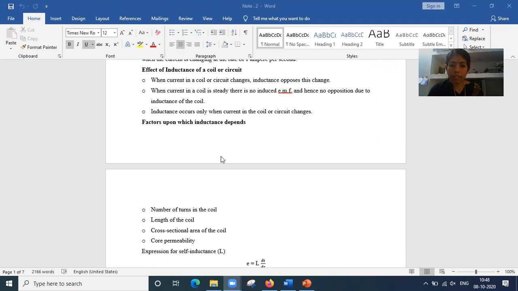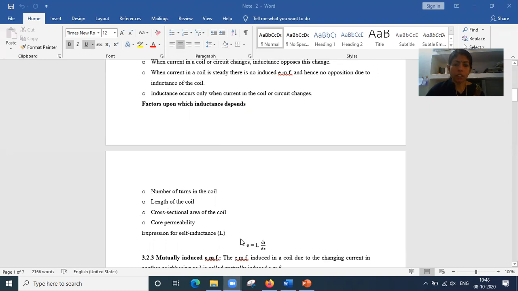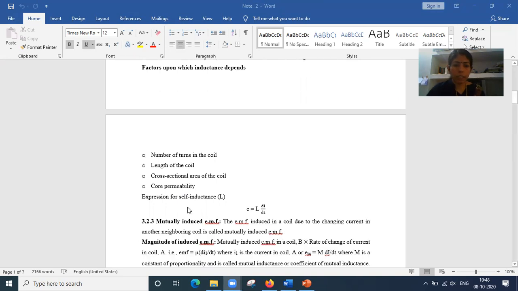Then what are the factors upon which inductance, L, depends? It depends on the number of turns of the coil, the length of the coil, the cross-sectional area of the coil, and also the core permeability. Inductance is a property of a conductor or a coil, so it depends on the main constructional features of the coil: how much length it has, the cross-sectional area, the permeability of the material, and the number of turns.